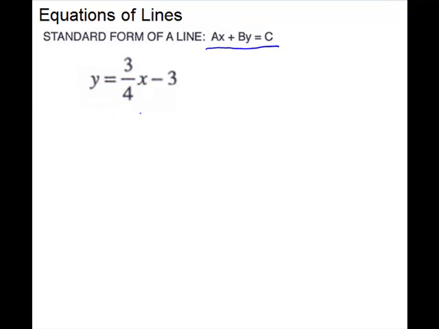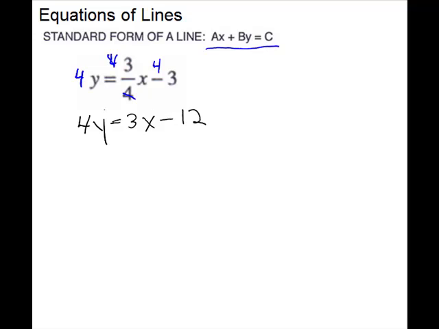To change our next line over, we are in slope-intercept form. To change it to standard form, first we need to clear the fraction. So just like normal equations, multiply through by that LCD. So we're going to multiply through by 4. And then rewrite it. So we have 4y equals 3x minus 12.